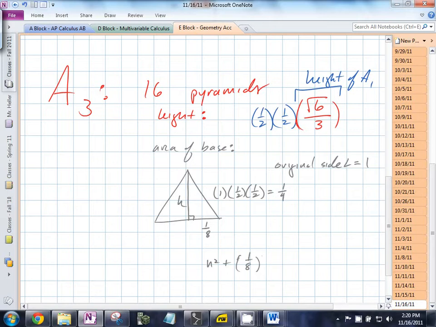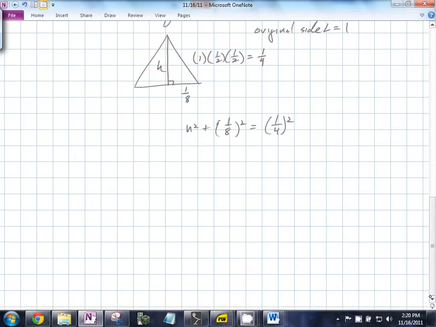Should we use decimals at this point? No. So h squared is equal to 1/16 minus 1/64. How many 64ths are there in 1/16? 4 of them. So h squared is going to be 3 over what? 64, right? So what is h going to be? Which is root 3 over what? 8. Okay, I'm good with that.